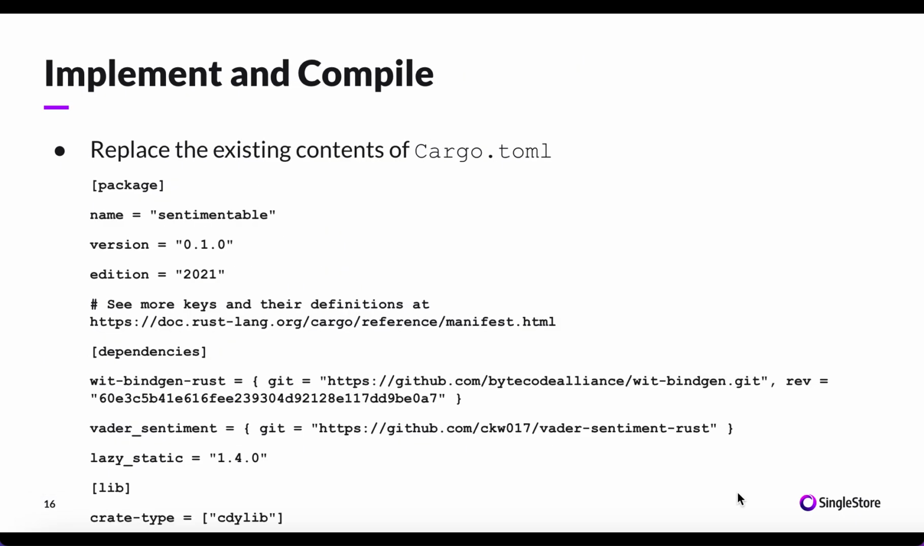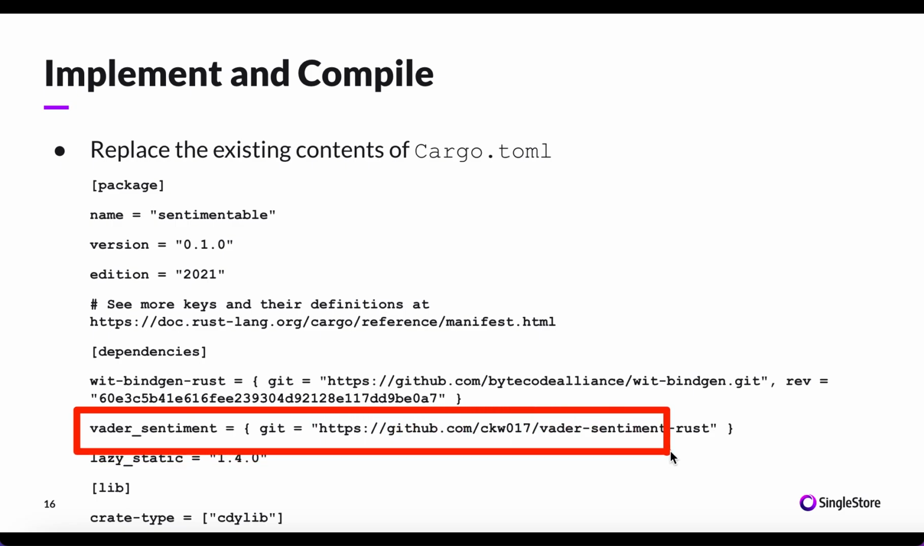The next step is to replace the existing contents of the cargo file. And here you can see we've got a few things that reference back to what we're trying to do. The sentiment table, specifically also the Vader sentiment, which we are utilizing here, which has already been converted to Rust, and that actually does the hard work for us.